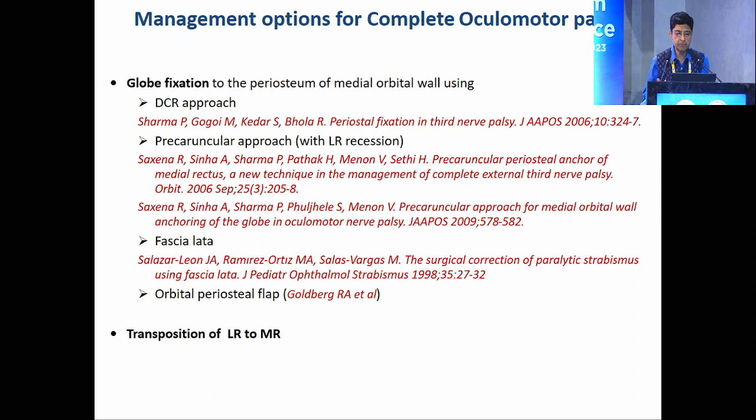The other options are the globe fixation procedures on the medial side. There are a lot of globe fixation procedures that have been described, and I generally prefer to use the precaruncular approach because this gives us a very fast, rapid entry. The other advantage of globe fixation procedures is that you haven't actually operated on any muscle. Of course, we combine it with a lateral rectus recession. So you've just done one lateral rectus recession, which is essentially necessary in a third nerve palsy management, and done the medial anchor. So you've actually not changed the vascularity of the medial rectus.